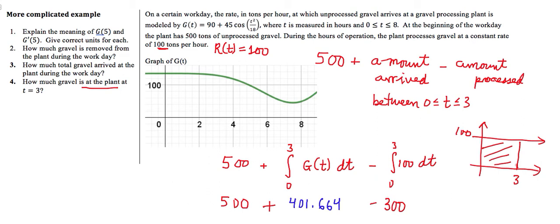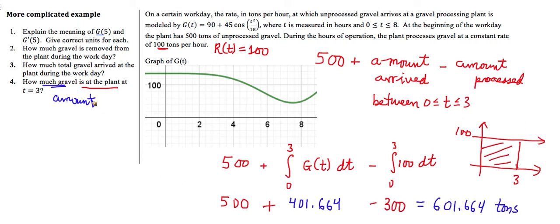So after working all of that out on my TI-83 calculator, I get that this definite integral here is equal to 401.664. So finishing up all the arithmetic, this is 901.664 minus 300. So this is 601.664 tons, because we're talking about amount here. So we're talking about how much gravel. So this is the amount of gravel that we have left in the plant.